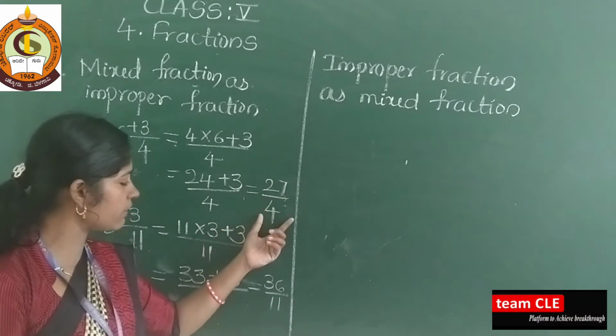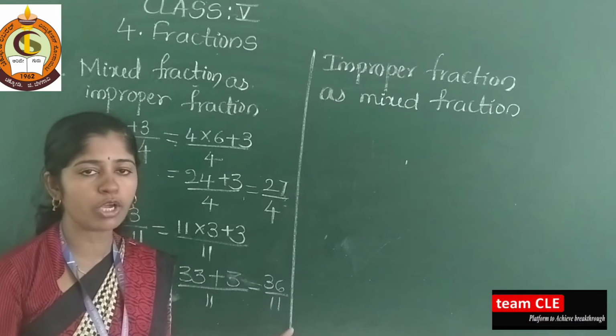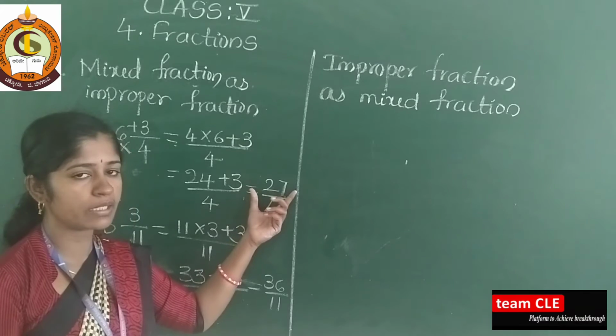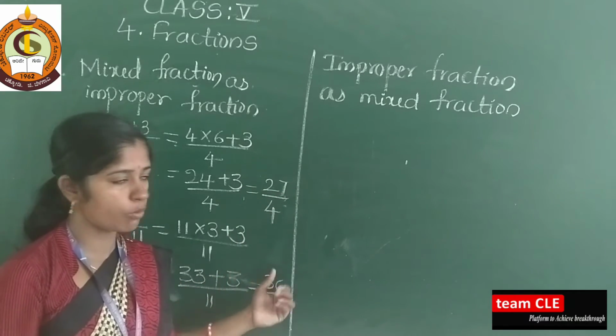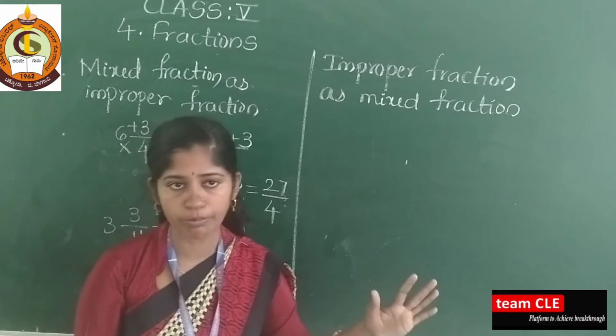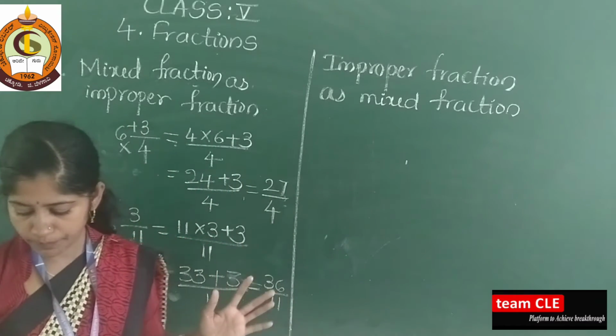See here, 27 by 4, 36 by 11, they all are improper fractions. Why? Because here the numerator is bigger and the denominator is small. Okay, next we will move to the next one, that is improper fraction as a mixed number.